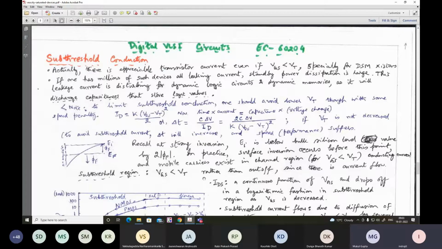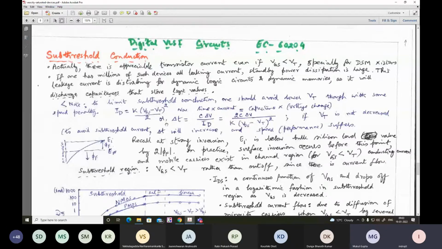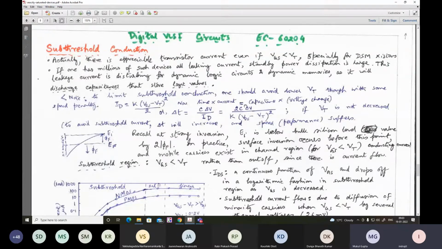Okay, sorry for that. Now, as we see, to limit the subthreshold current, the designers go for increasing the propagation delay. That means the speed performance suffers. So there is a sort of trade-off. That means to control subthreshold conduction and thereby power dissipation, the designers tend to increase the propagation delay.